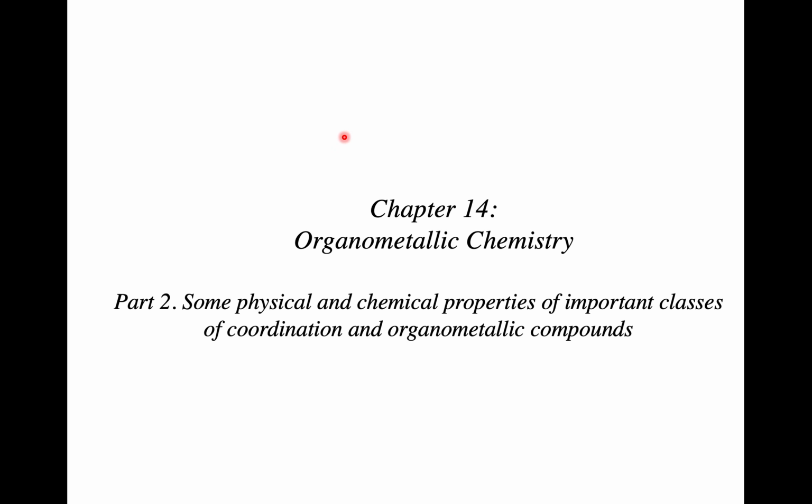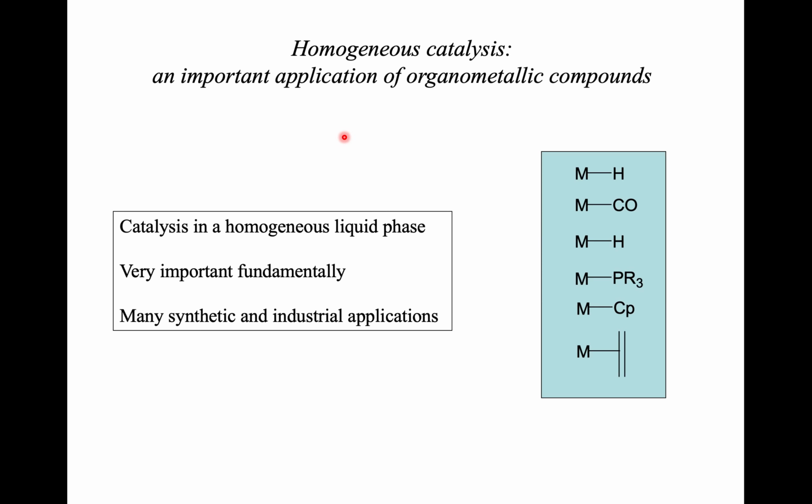We talked a little bit last time about electron counting. We reviewed electron counting and looked at a few fundamental steps. We're going to look at two different processes today: alkene isomerization and hydroformylation. This is to remind you again that we're talking about the topic of homogeneous catalysis.